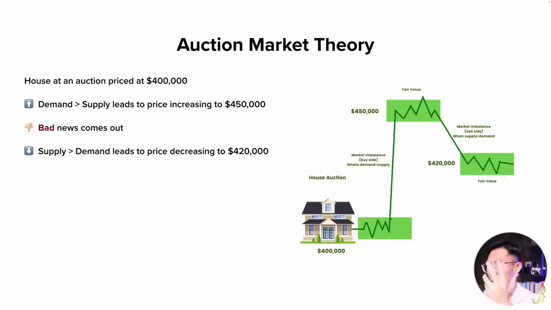Since now it has taken into account all this bad news, right? And if they project the cash flow, how much return on investment this house can actually get me, it's actually not that great, right? So this is the new fair value.